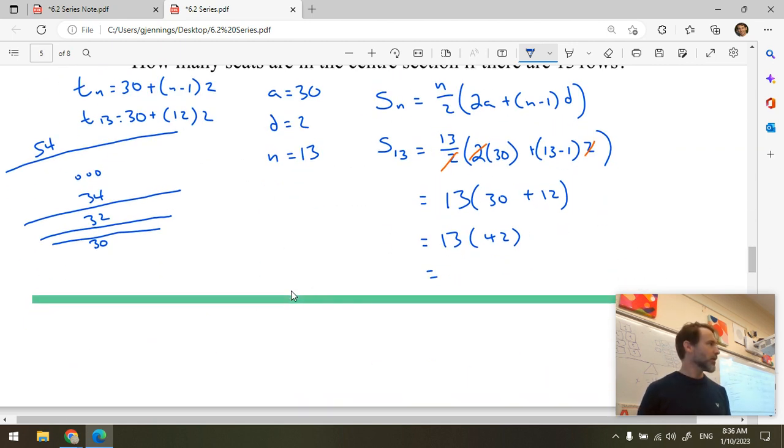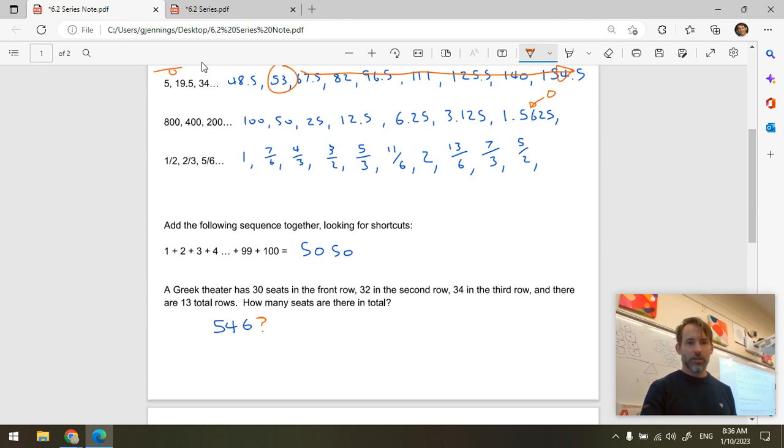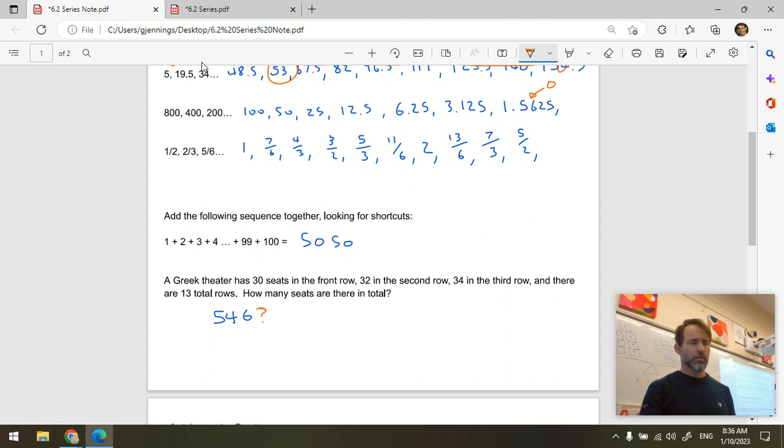What is it? 546, yeah, that's what I had. Let's see. 546. Well, that is this. That is the center section.